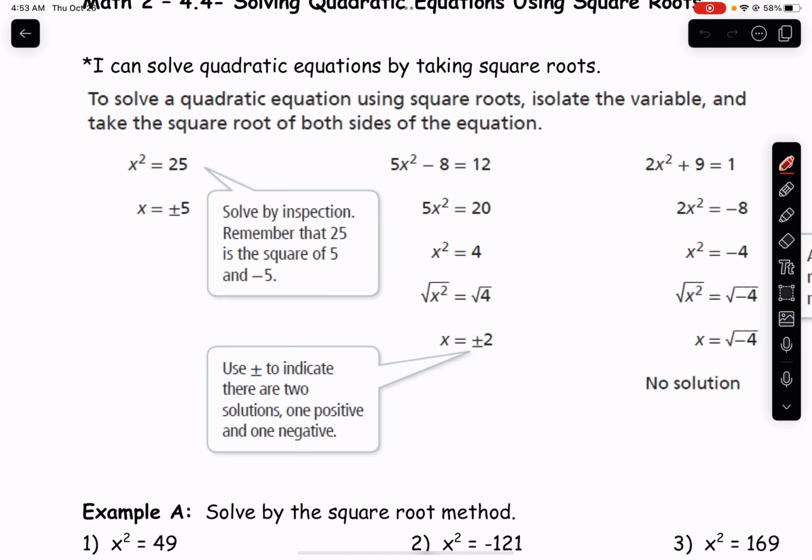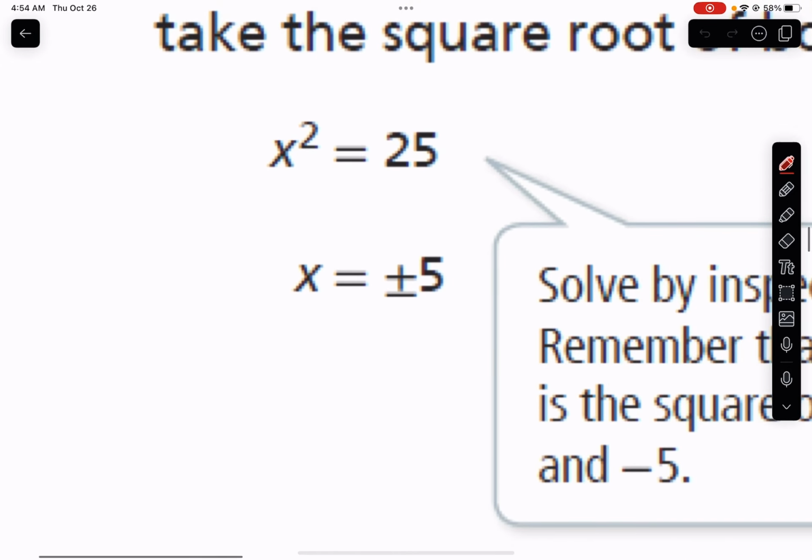All right. So to solve a quadratic equation using square roots, isolate the variable and take the square root of both sides of the equation. So if we're looking at this problem here, the variable is already by itself in this problem. The x squared is already by itself. So what we do is we take the square root of both sides.